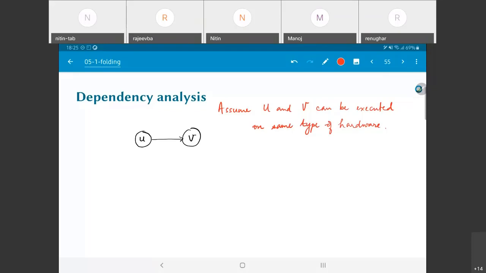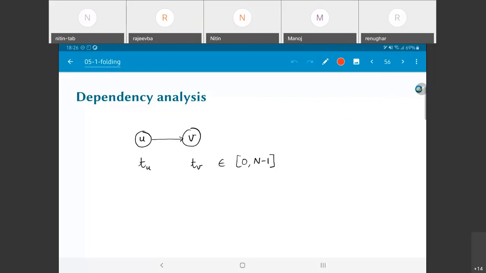It's not absolutely essential. This assumption can be relaxed without really changing any of the analysis, but it makes it a bit simpler for me. I am further going to assume that TU and TV are the time instants at which U and V are scheduled. Now, what does that mean? I am further going to assume that this is some kind of an N-phase clock, N-phase system.